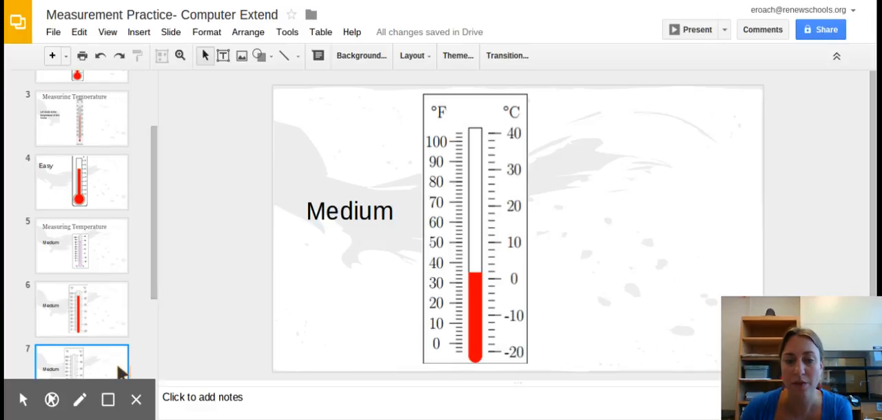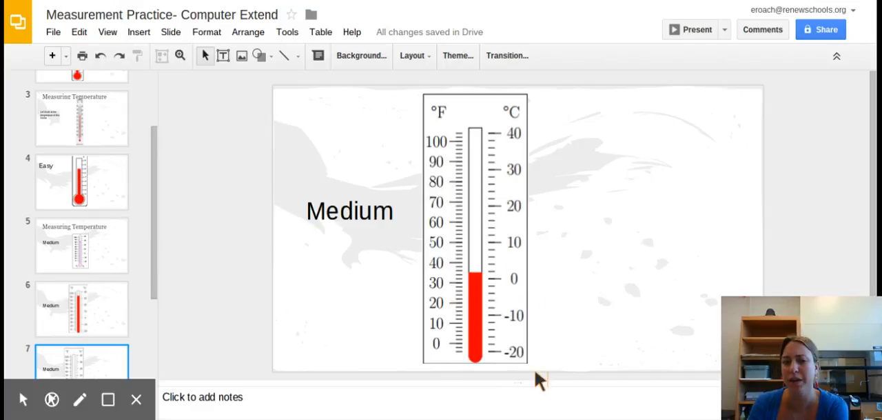All right, good job. If you're listening to me now, you've already answered the question and you know that it counts by tens. And there are not 10 marks here, so I tried counting by twos. 30, 32, 34, 36, 38, 40. Yep, it counts by twos. That red line is even with 30, 32, 34 degrees Fahrenheit.